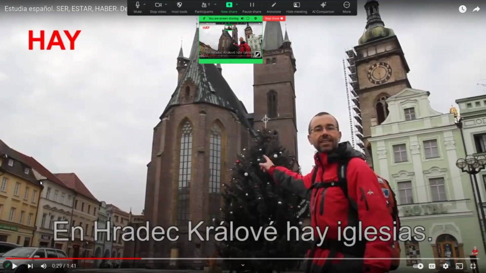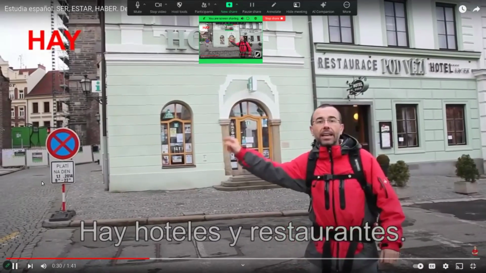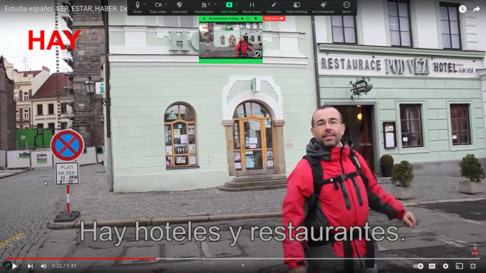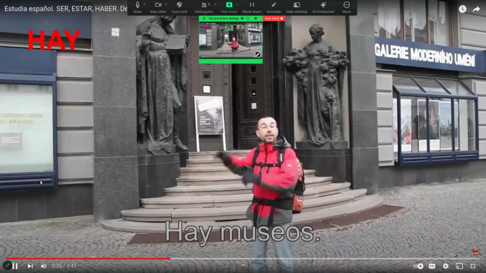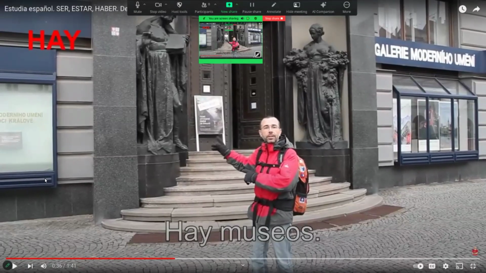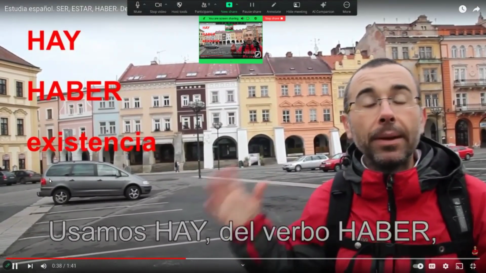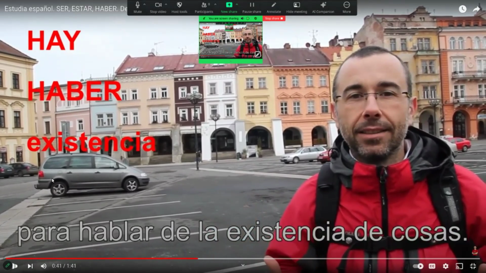Hay iglesias. There are churches. Hay hoteles y restaurantes. There are hotels and restaurants around here. We're just saying they exist. They're around. Hay farmacias. There are drugstores. Survival. Hay museos. There are museums. Usamos hay del verbo haber para hablar de la existencia de cosas. We use hay to talk about the existence of things.